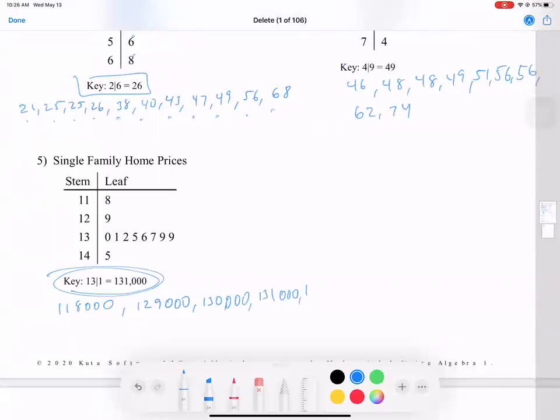And then 13, 2, 1, 2, 3. And then 13, 5, 1, 2, 3. 13, 6, 1, 2, 3. 13, 7, 1, 2, 3. 13, 9, 1, 2, 3. 13, 9, 1, 2, 3. 14, 5, 1, 2, 3. Okay. And that's pretty much how to read stem and leaf.